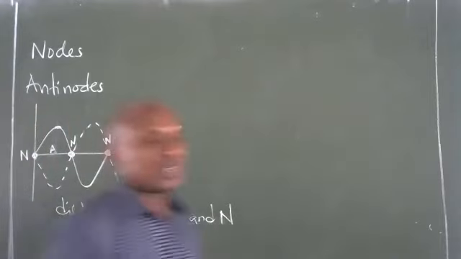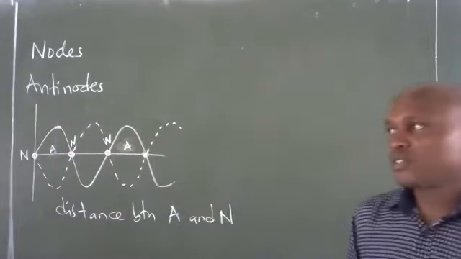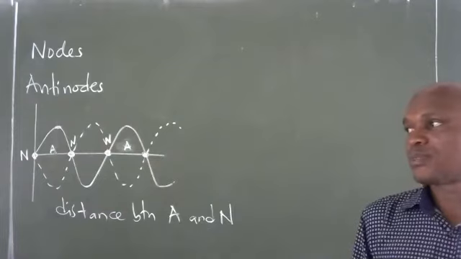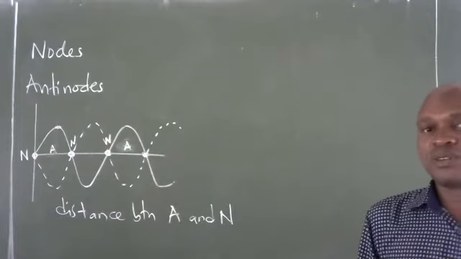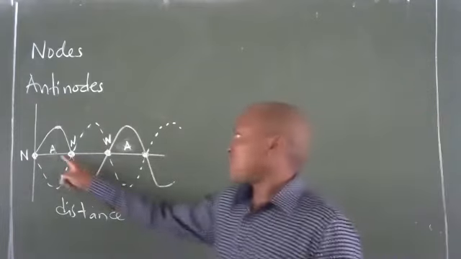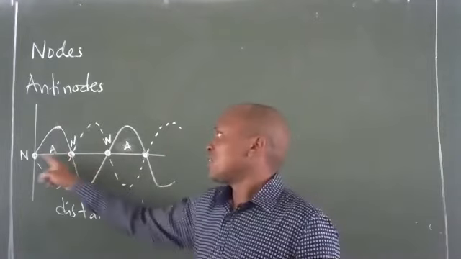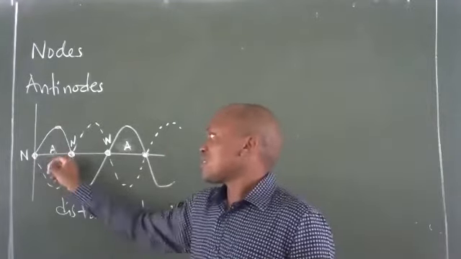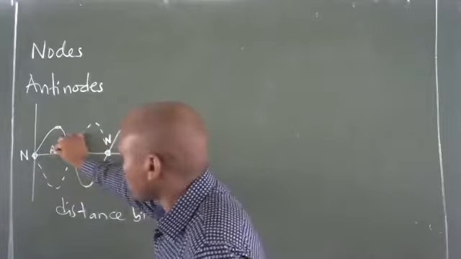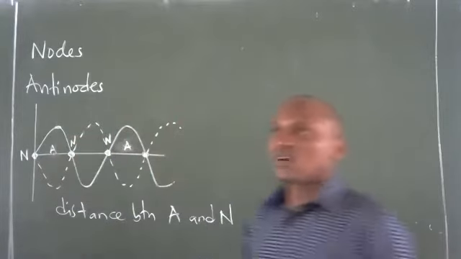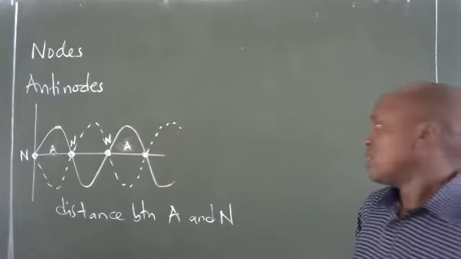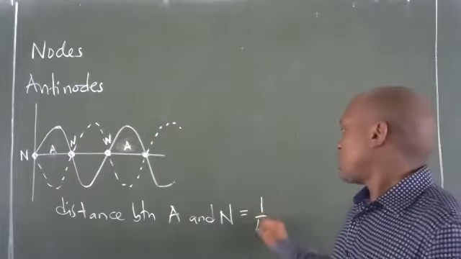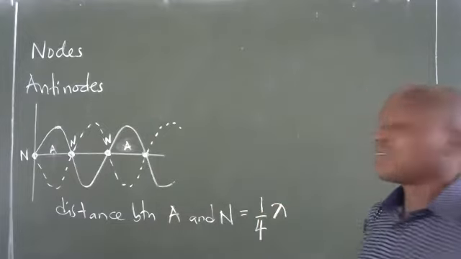What's the difference between antinode and node? You check on the diagram. For example, antinode is here, node is here. What's that distance? A quarter lambda. It's a quarter of a lambda.